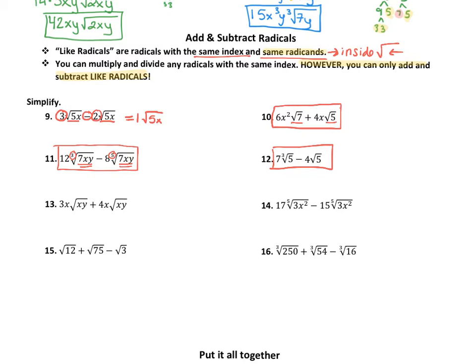13 can be simplified because, again, I have square roots and the same thing underneath the square root. So I'm going to do 3x plus 4x, which is 7x. So it'll be 7x square root of xy.